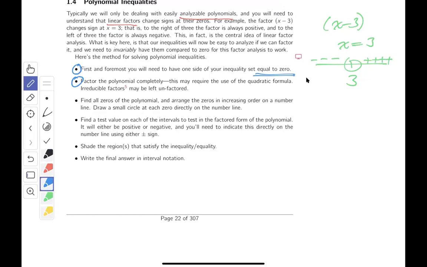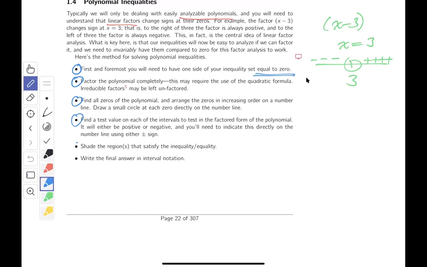Then what do we do? We're going to find all the zeros of the polynomial and arrange them in increasing order on a number line. That's incredibly important, that we're going to be listing all the zeros on the number line in increasing order. Then what are we going to do? We're going to do sign analysis by testing test points where they're not 0. Now, if they're not 0, what are they going to be? Either positive or negative. And we're going to be doing sign analysis.